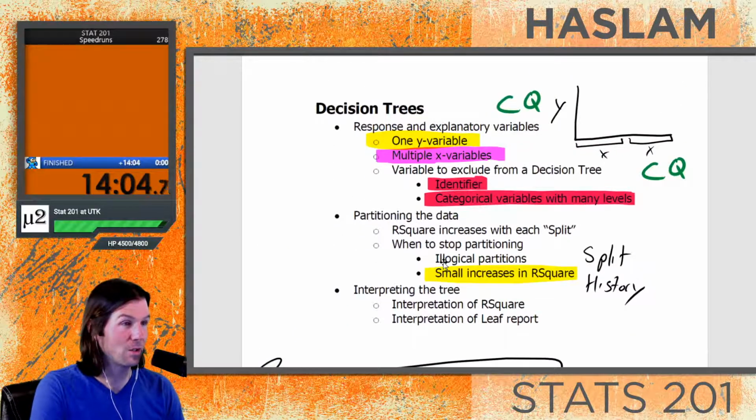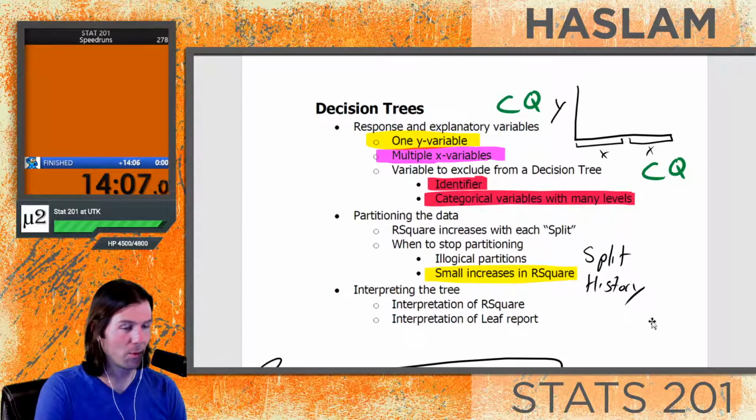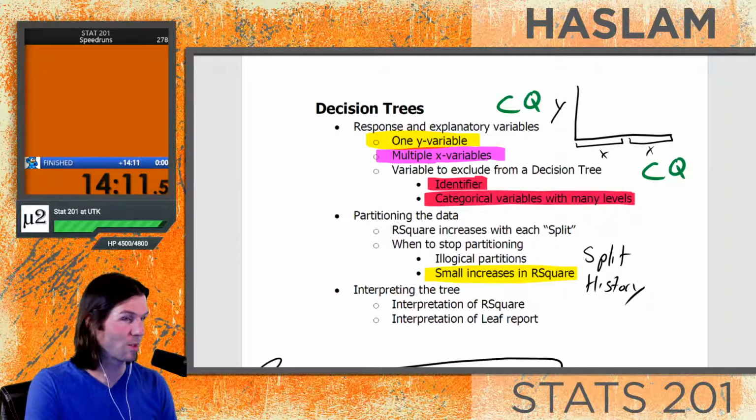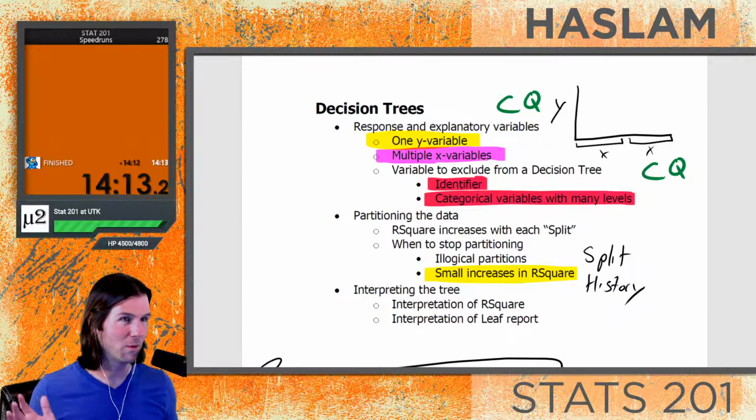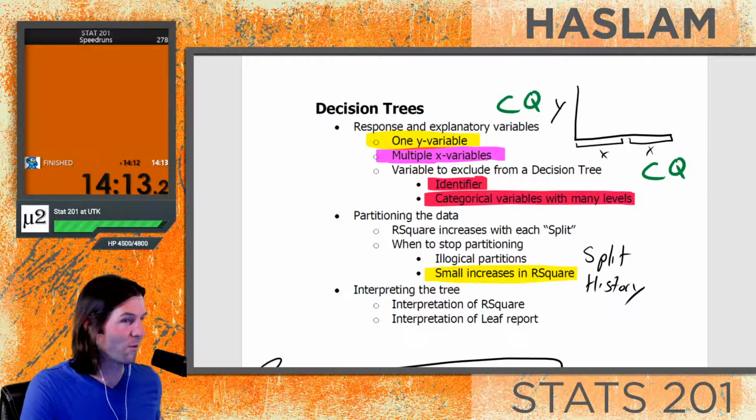Understanding how to make decision trees, how to read decision trees, how to read the leaf report is very, very important to understanding the theory behind decision trees. And with that, our speed run is over. Whole decision tree is done in just over 14 minutes.